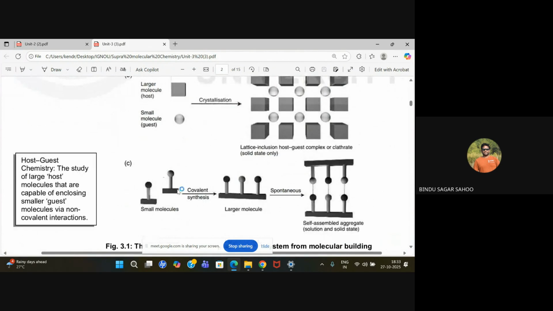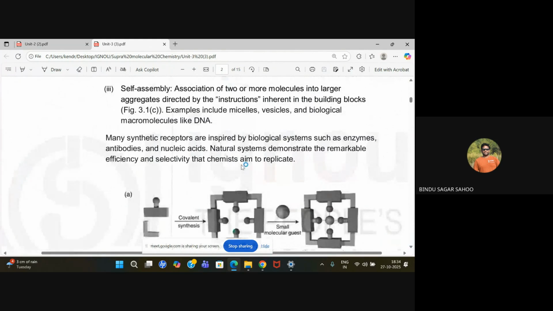And the third type of interaction is an assembling structure or aggregate structure. Small molecules form larger molecules, and these similar larger molecules interact with themselves and form an aggregate complex. So here there is no specific host and no specific guest. They just interact with themselves and aggregate to form an aggregate structure. So there are three types of supramolecular complexes.